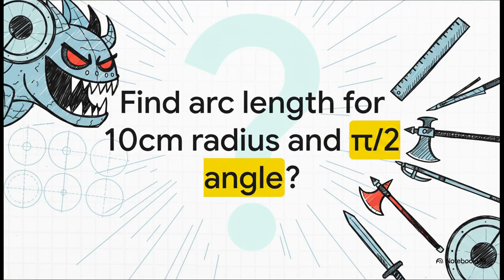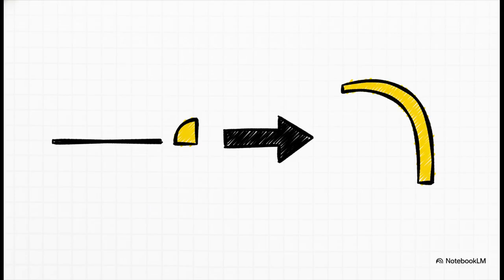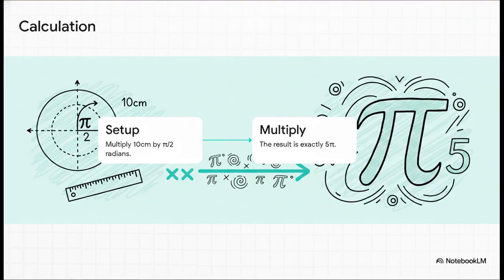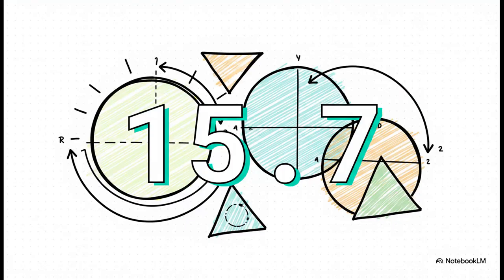Let's apply this. Picture a pizza slice with a 10-centimeter radius and a pi over 2 angle. Boss fight time. Because we're using radians, finding the arc length is insanely simple. You just multiply the radius by the angle. So we take our 10-centimeter pizza radius, multiply it by pi over 2, and bam, that gives us 5 pi. Multiply that out, and you get exactly 15.7 centimeters of crust.